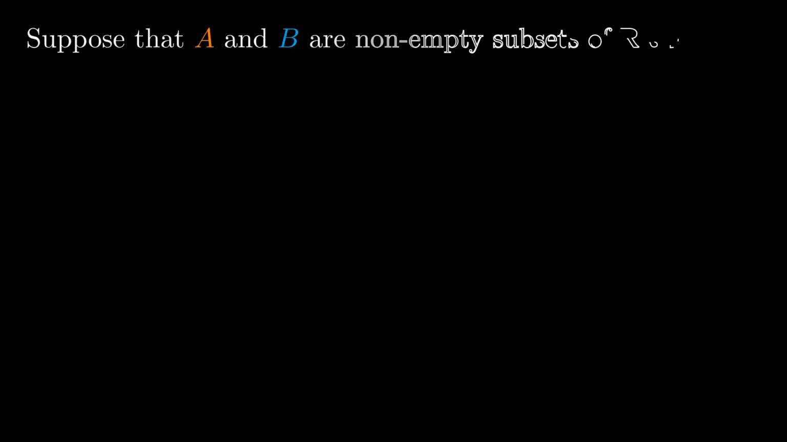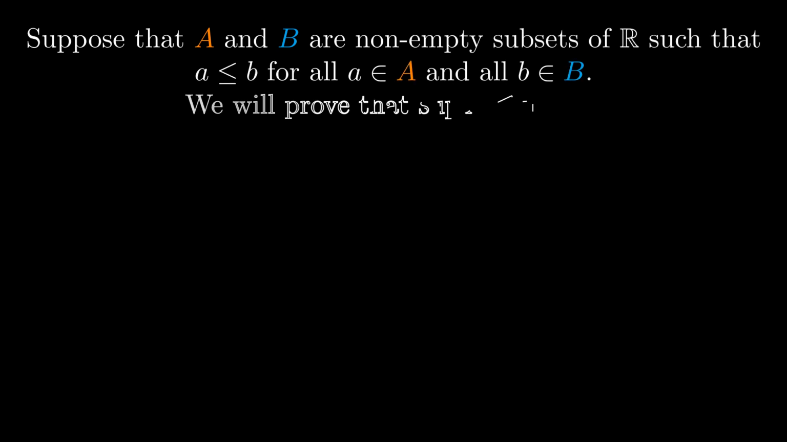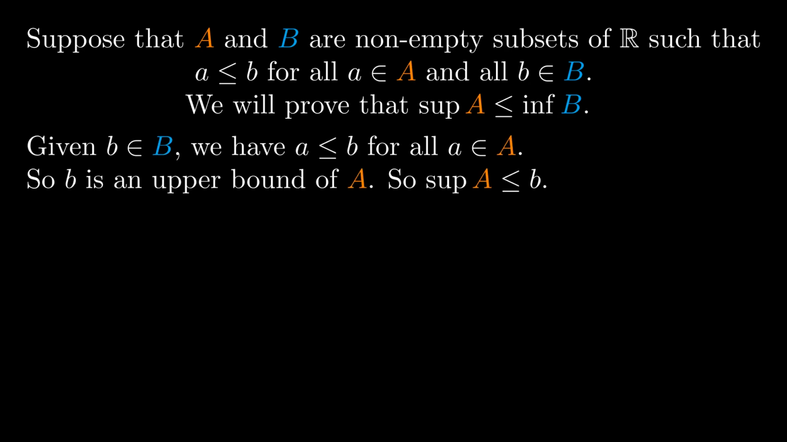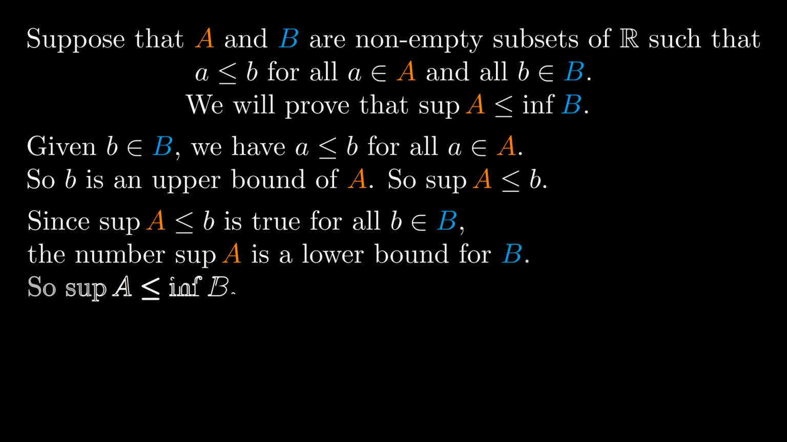Suppose that A and B are non-empty subsets of R such that a is less than or equal to b for all a in A and all b in B. We will prove that the supremum of A is less than or equal to the infimum of B. Given b in B, we have a is less than or equal to b for all a in A. So b is an upper bound of A. So the supremum of A is less than or equal to b since the supremum of A is the least upper bound. Since the supremum of A is less than or equal to b is true for all b in B, the supremum of A is a lower bound for the set B. So the supremum of A is less than or equal to the infimum of B as the infimum of B is the greatest lower bound.